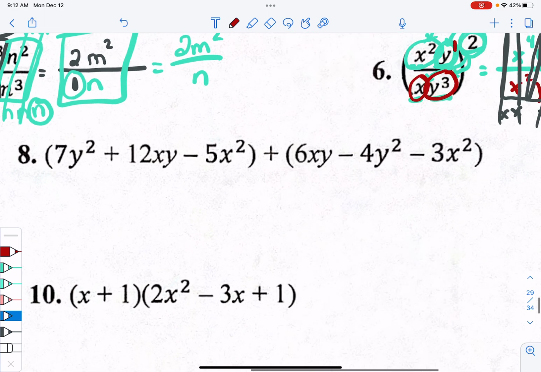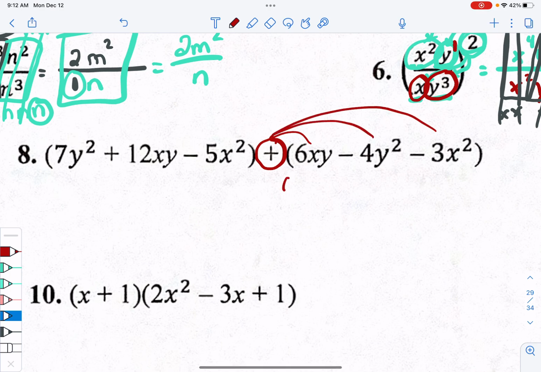Okay, look at the problem and say, what operation are you doing? Do you have to multiply? Do you have to add? Do you have to subtract? Here, we're just adding, okay? Now, technically, you are distributing the positive sign through, just like we did with the negative, but it's not going to change the 6xy. It's just going to stay positive 6xy.